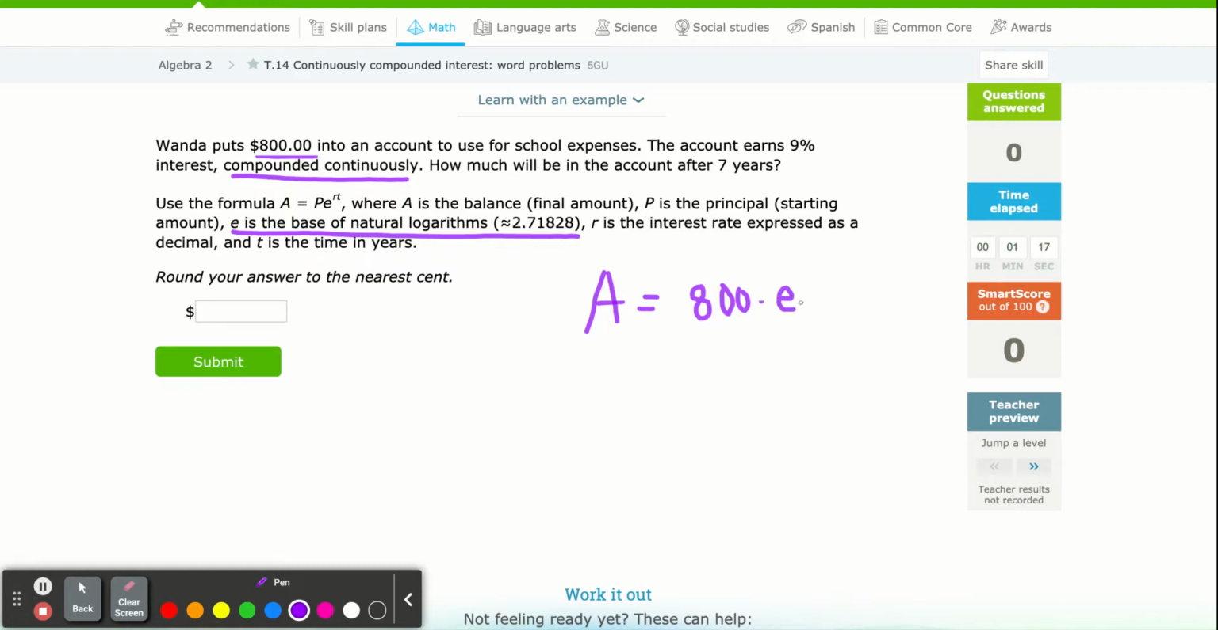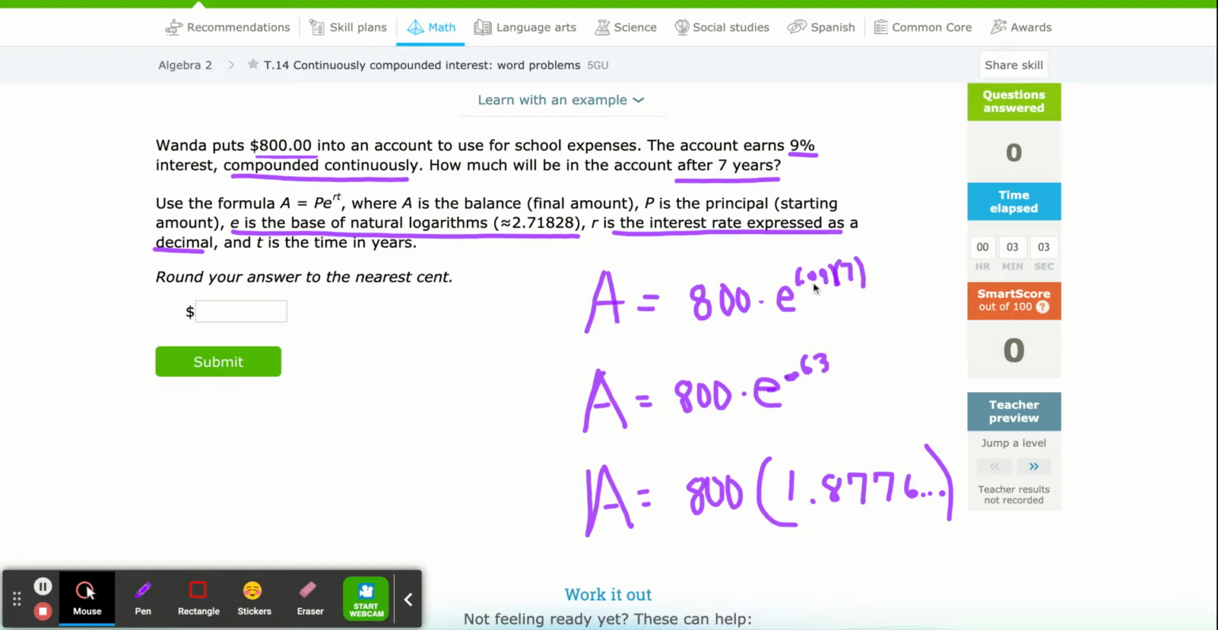It's E times, now our interest rate is 9%. And again, make sure you do your interest rate as a decimal. So I'm going to put 0.09 because it's 9%, and I'm going to times that by the number of years I put it in for, which is 7. So make sure you do the 0.09 times 7 first, and then raise e to that power, and then times it by 800.